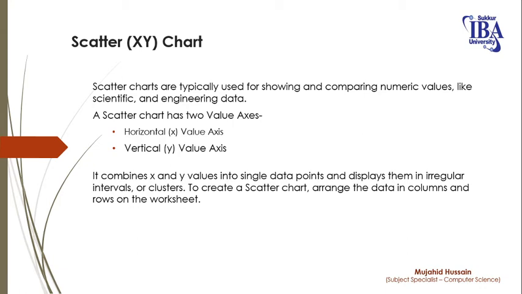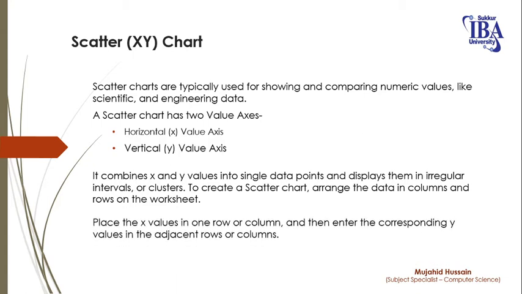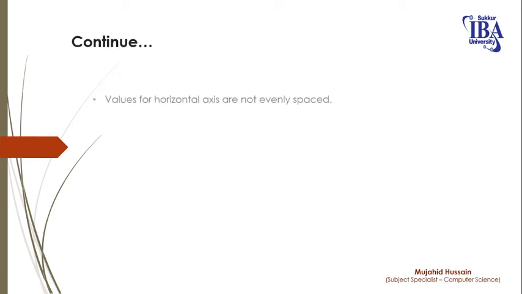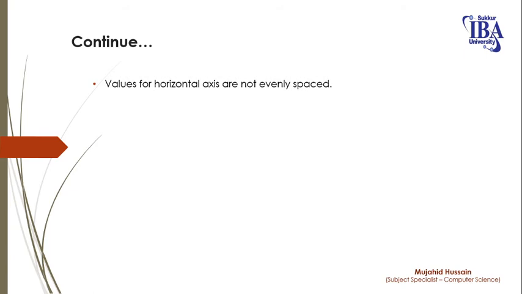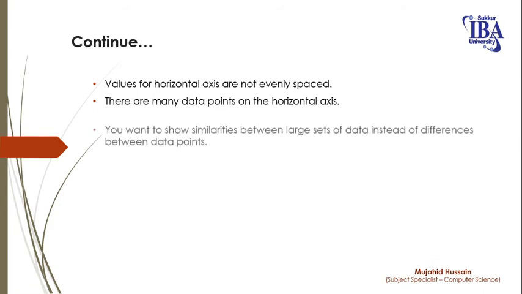To create a scatter chart, arrange the data into columns or rows on the worksheet. Place the x values in one row or column and then enter the corresponding y values in the adjacent row or column. It means if you are placing x values in a row, then y values go in a column, or if you are placing x values in a column, then y values go in a row. Values for the horizontal axis are not evenly spaced. There are many data points on the horizontal axis.